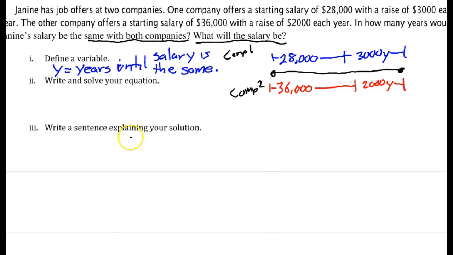There you go. Salary is the same. And we still have the same situation. The top two pieces add up and equal the bottom two pieces. It's just that we have variables on the top and bottom, so we're going to have variables on both sides. So we have 28,000 plus the $3,000 per year. When is that the same as the 36,000 plus the $2,000 raise a year? Right? And you can see that you have variables on both sides.